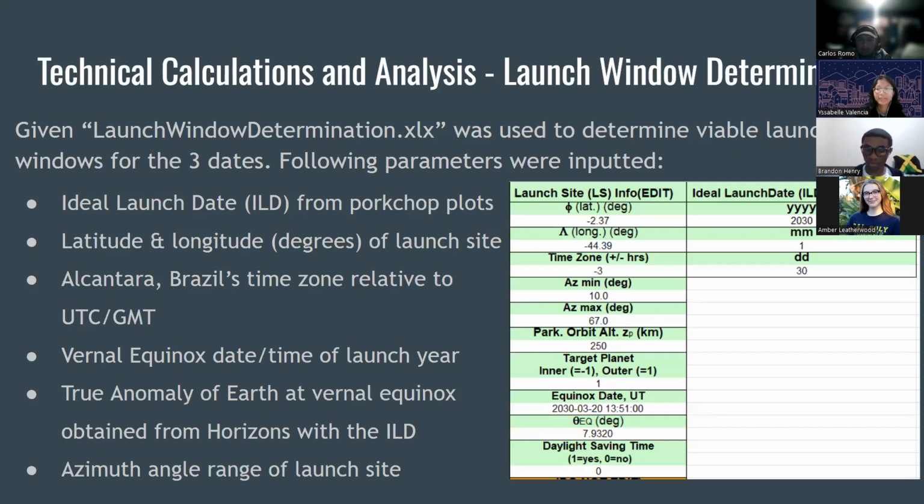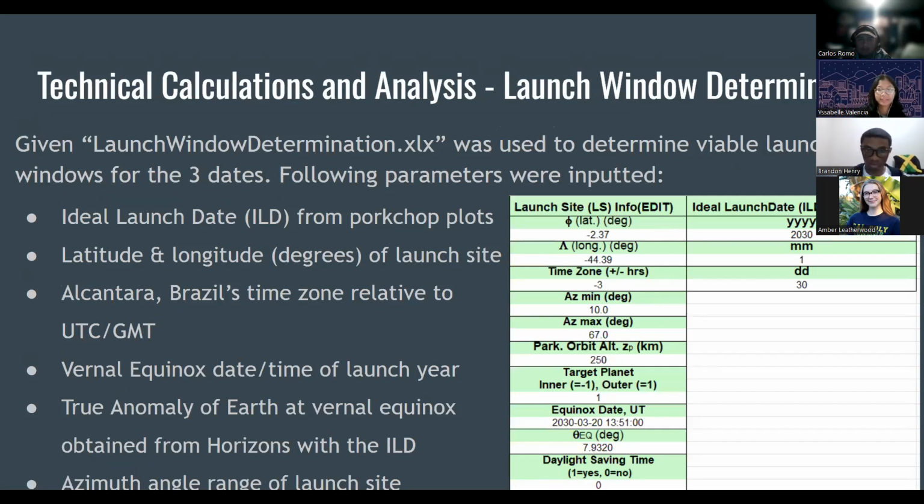Since we had the 3 ideal launch dates, we also wanted to find the launch windows of when we should leave Alcantara Space Center. We got the ideal launch dates from the porkchop plots, and we got information from the launch site, such as latitude, longitude, the time zone relative to UTC, the vernal equinox of that launch year, and the true anomaly of Earth associated with that year. Next slide, please.